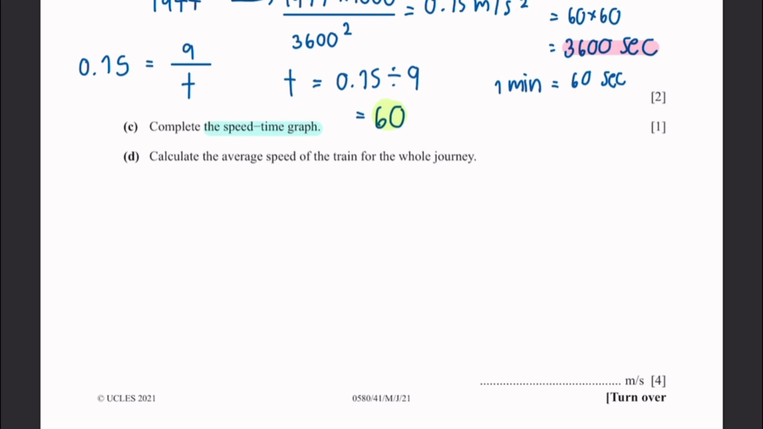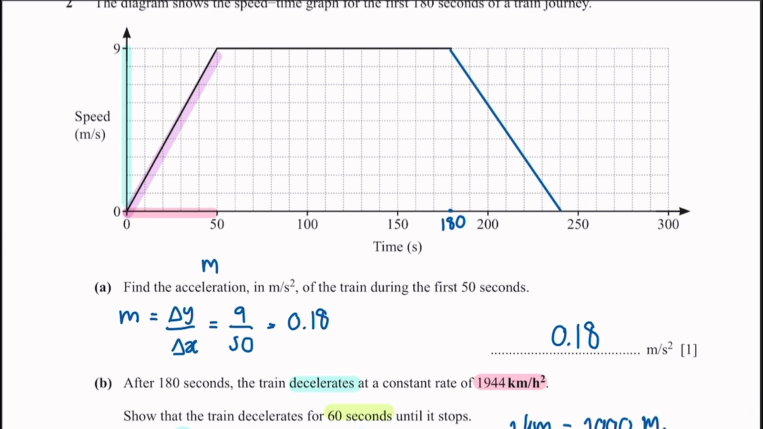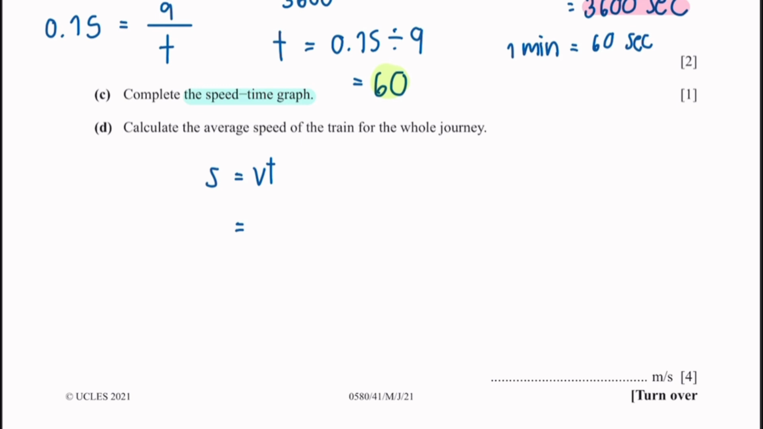So in order to calculate the average speed of the train, you have to use this formula. S equal to Vt. S is the distance, V is the speed, and T is the time. S represents distance, and distance in speed time graph is the area under the graph, which is this. So it is calculated by 2.